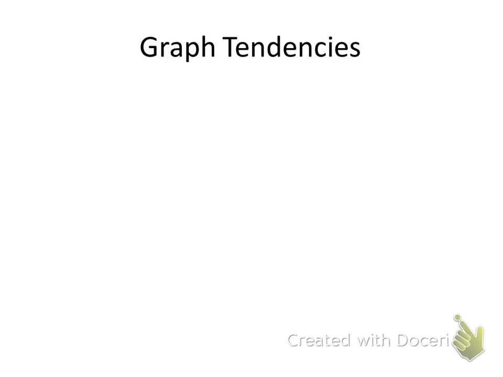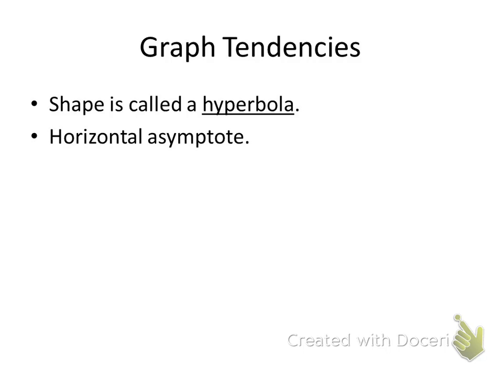So in the next slide, graph tendencies of these new rational functions. Anytime you take a polynomial and divide it by a polynomial, these are the things that pop up. First off, the shape is called a hyperbola. There's now going to be a horizontal asymptote. That's a restriction on your range. So you might want to put down by it a range restriction. Anytime we're talking about range, that's the horizontal asymptote.